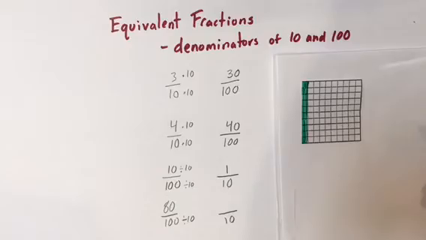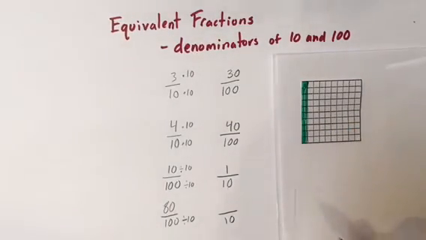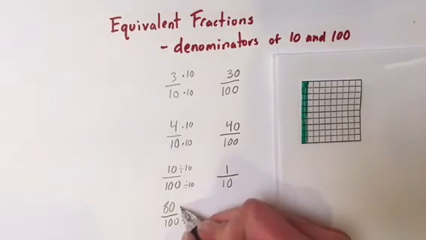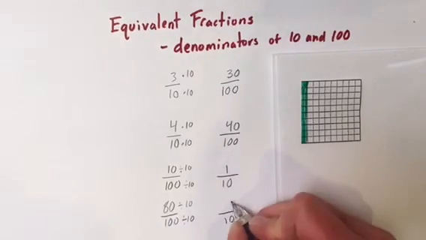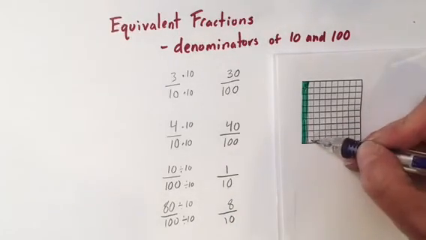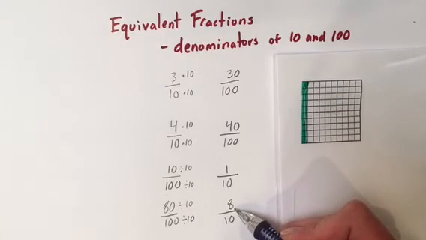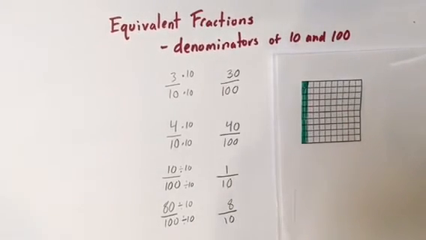Do you see how I said this is pretty easy because I'm either multiplying or dividing by 10 every time? I'm going to divide by 10. 100 divided by 10 is 10. 80 divided by 10 is 8. So if I were to come back to this picture over here, if I shaded in 80 small little boxes, it would be the same thing as 8/10. So there's our equivalent fractions.